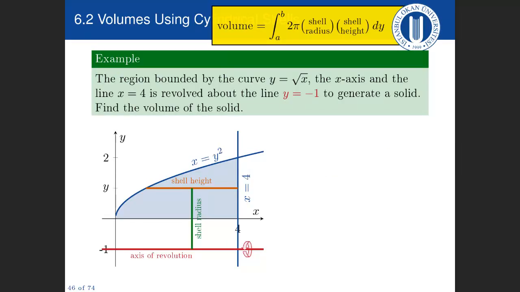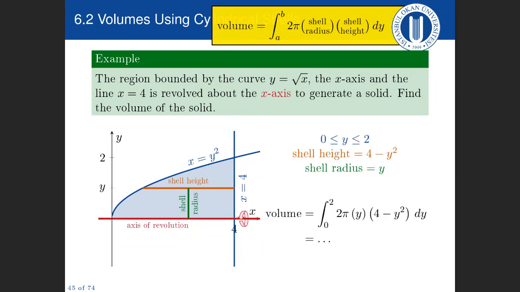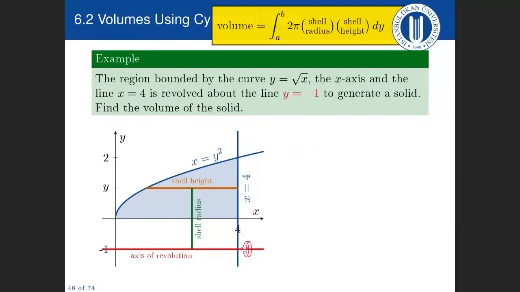The region bounded by the curve y is equal to the square root of x, the x-axis and the line y equal to 4. That's the same so far, but this time we're revolving about the line y is equal to -1 to generate a solid. Find the volume of the solid. If I quickly flick back to the previous example, we had the axis of revolution on the x-axis, but now we have the axis of revolution on the line y is equal to -1.